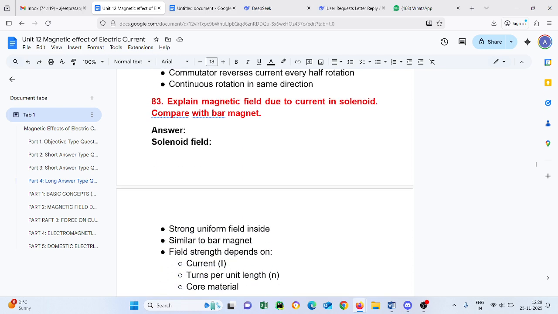Question number 83. Explain the magnetic field due to current in a solenoid. Compare with a bar magnet. The solenoid field is strong and uniform, a field similar to a bar magnet.